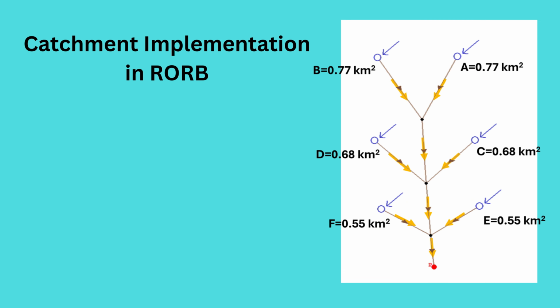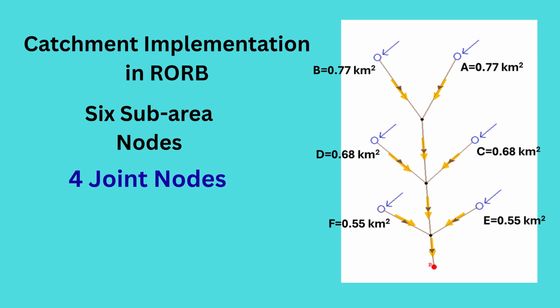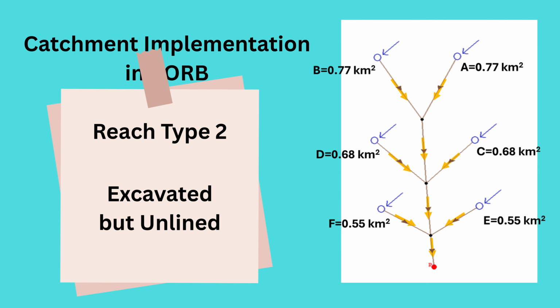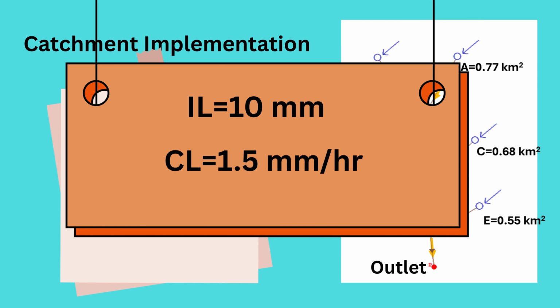The catchment is implemented in RORB with 6 sub-area nodes and 4 joint nodes, which are connected by 9 reaches. All the reaches are assumed to be of type 2, excavated but unlined. In this tutorial, we focus on finding the critical design storm at the catchment outlet. The initial and continuing losses for the site are 10 mm and 1.5 mm per hour respectively.